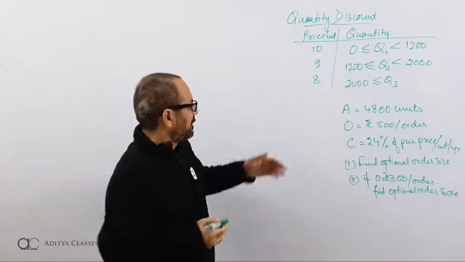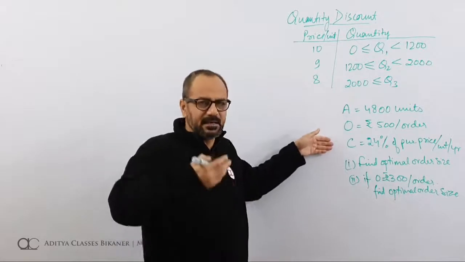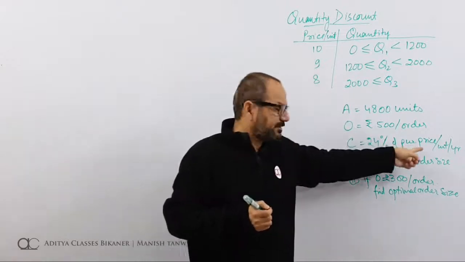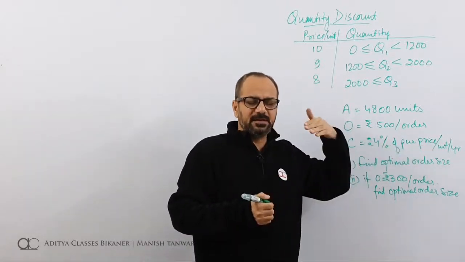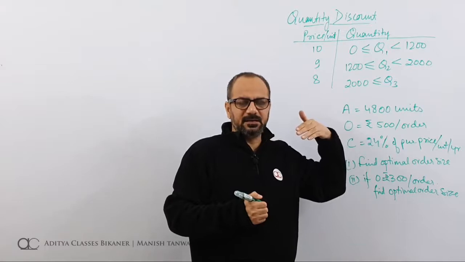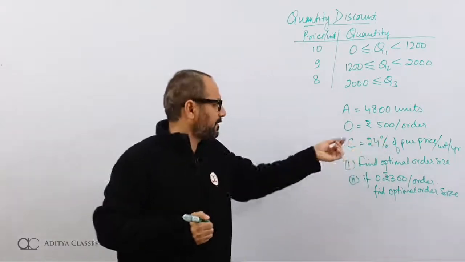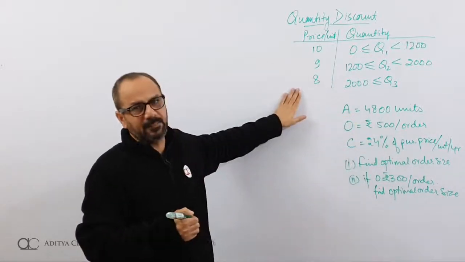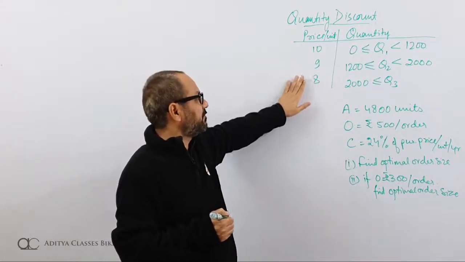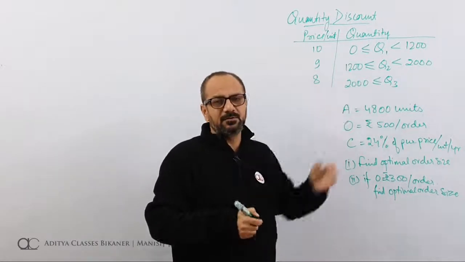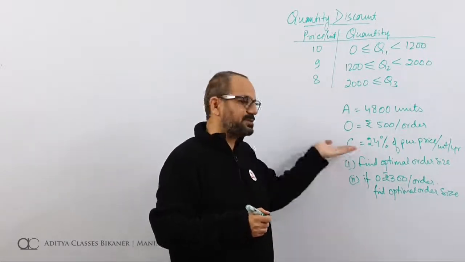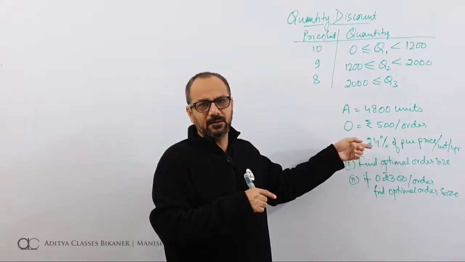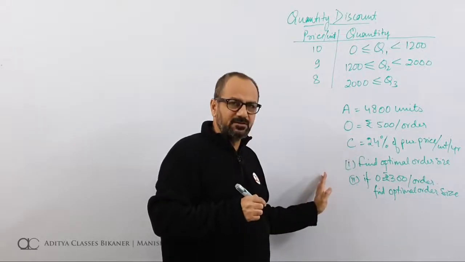Fine. We have A, O and C as we used to have in EOQ. But this time there is a purchase price. If you remember, in one case the purchase price was 50 rupees and the carrying cost was 20% of 50 rupees. But this time the purchase price is changing. It could be 10 rupees, 9 rupees, or 8 rupees depending on the quantity you are ordering. So our purchase price will be varying and hence our carrying cost will be varying. This is the difference.